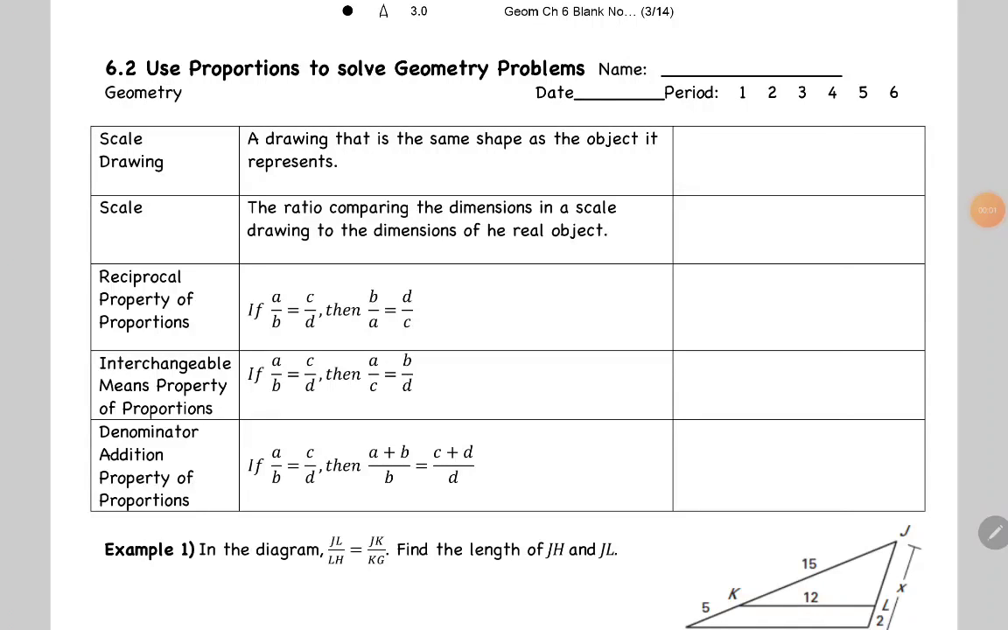Hello, this is Scholar Strive doing some math today in geometry. We're going to look at proportions to solve geometry problems.